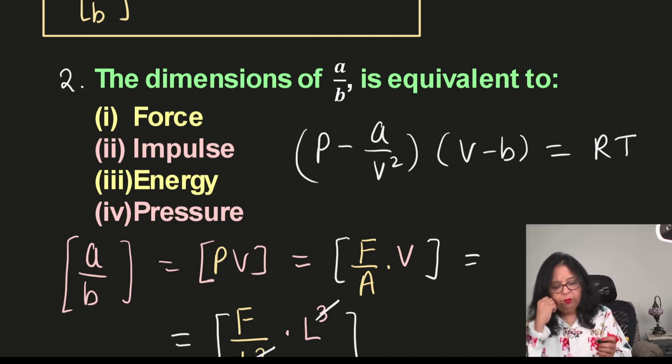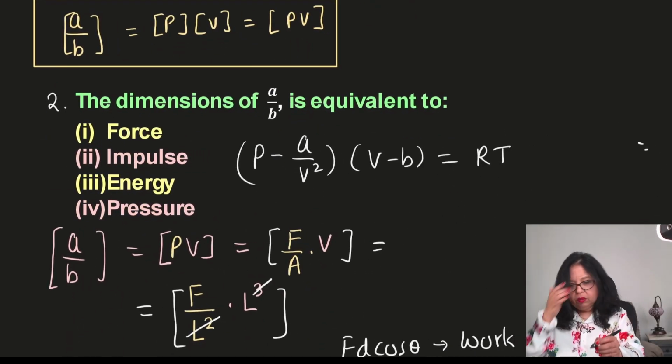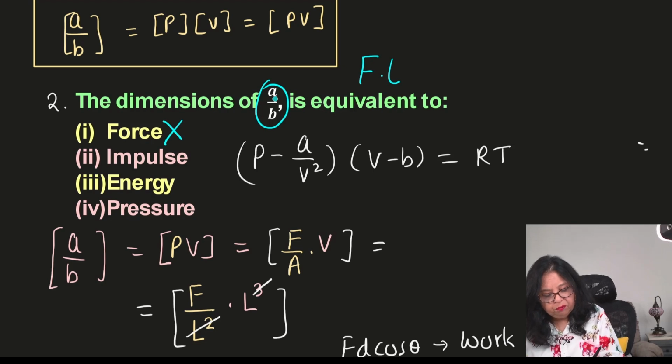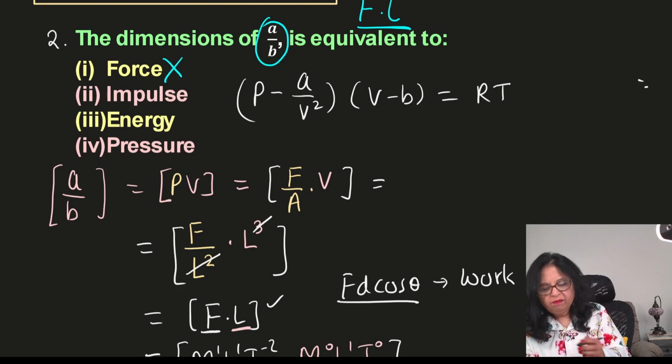Force. Well, we just saw that we got A over B to be FL, correct? So this couldn't be force because this is force times distance. Impulse. Now you have not seen it yet, but impulse is force times delta t. But we have force times distance here, so impulse is not the correct answer. Energy, yep, we just saw that energy is the correct answer.